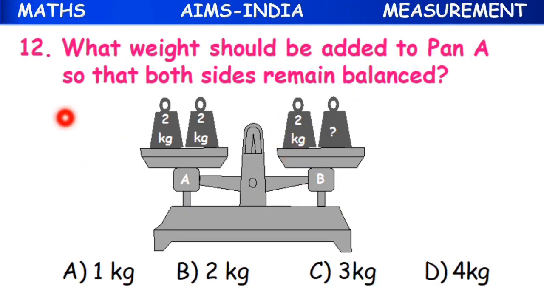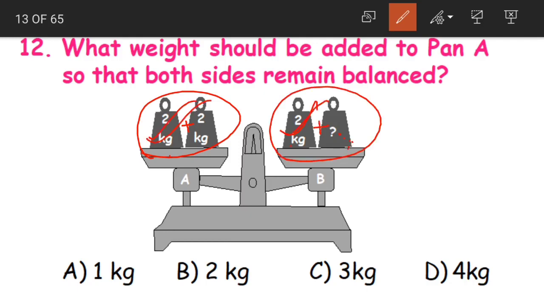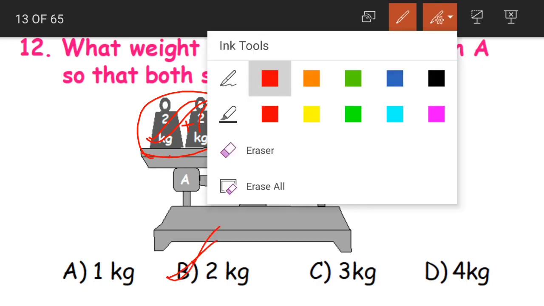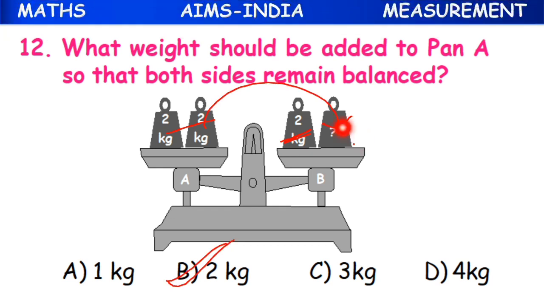Coming to question 12, what weight should be added to pan A so that both sides remain balanced? See here we are having 2 plus 2, but on this side we are having only 2 kgs. So what is the other one missing here? We are already having 2 kgs. The other one missing is also another weight of 2 kgs. So option B becomes our correct answer. Yes, here we are having 2 plus 2, but here we are having only 2. So when we add the other 2 kgs, the pan balance becomes balanced.